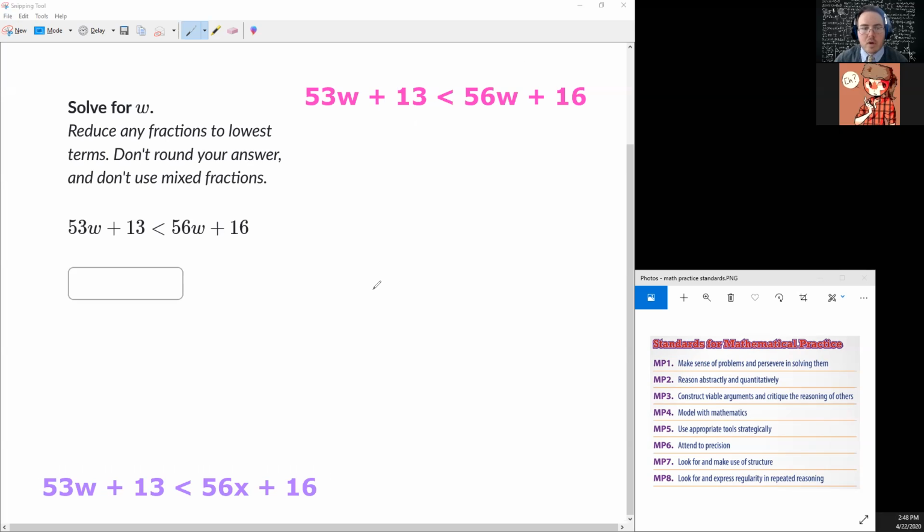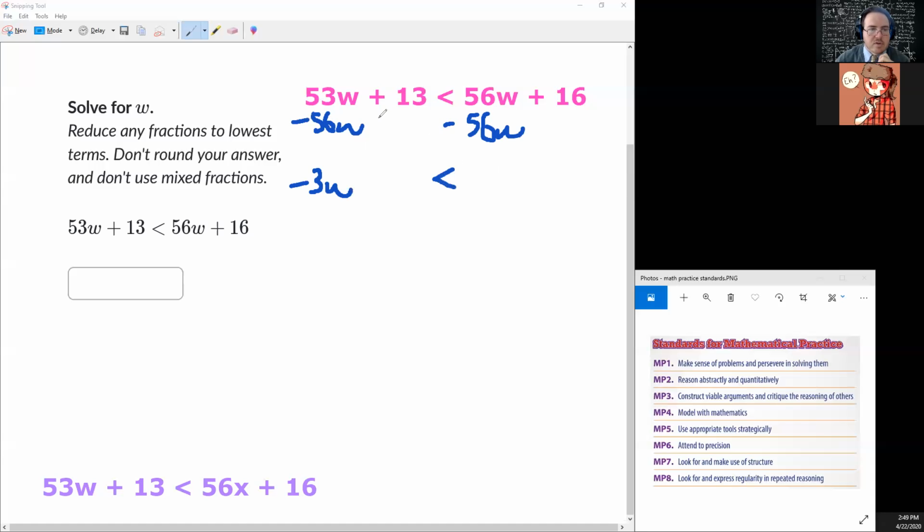The first thing I want to do is find out if I can combine any like terms, and I can't. 53W plus 13, 56W plus 16, neither one of them has common terms that can be combined. So what do I do? Well, if I were to subtract 56W from both sides, what I'd end up with is negative 3W on this side.